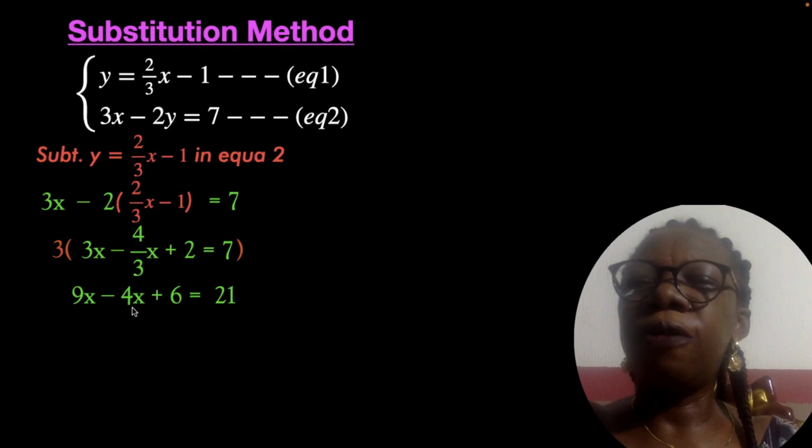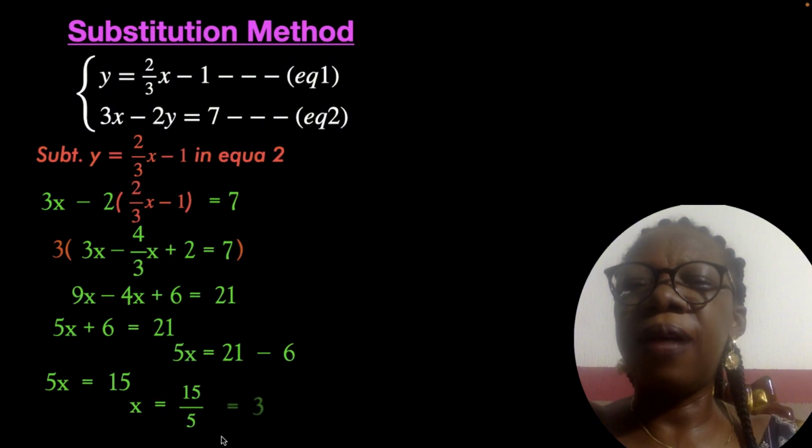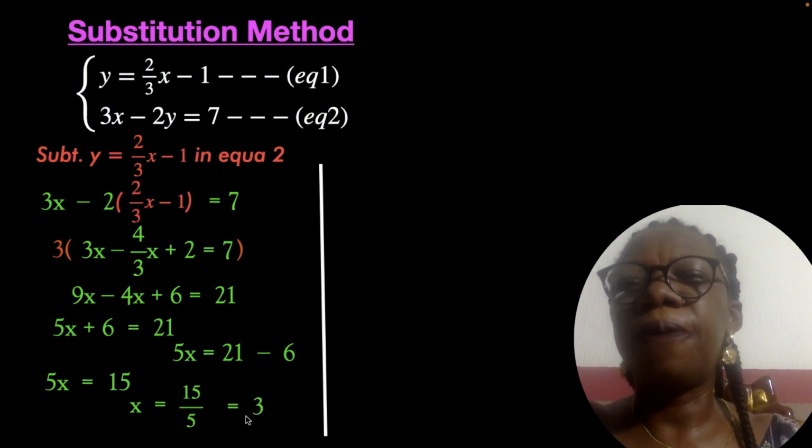So 9x minus 4x plus 6 is equal to 21. Okay? 9x minus 4x is equal to 5x, plus 6 is equal to 21. Transpose 6 to this side, we have minus 6. 5x is equal to 21 minus 6. 21 minus 6 is equal to 15. Therefore, 5x is equal to 15. Divide both sides by 5. We have that x is equal to 15 over 5, and x is equal to 3.